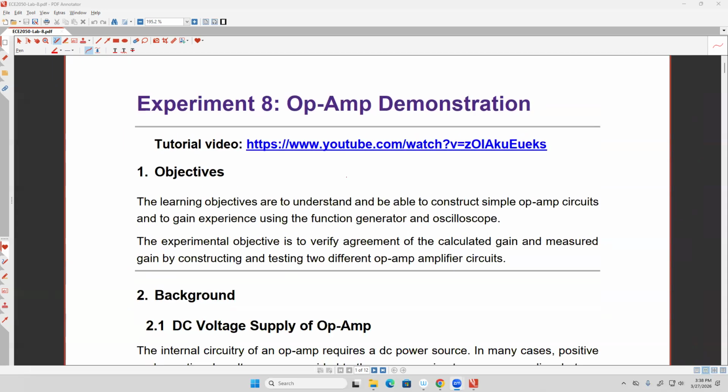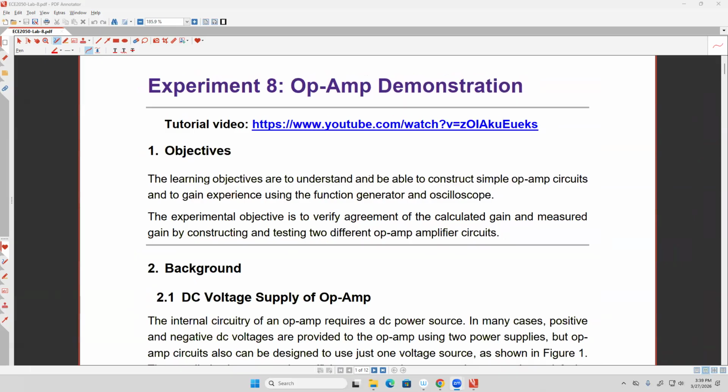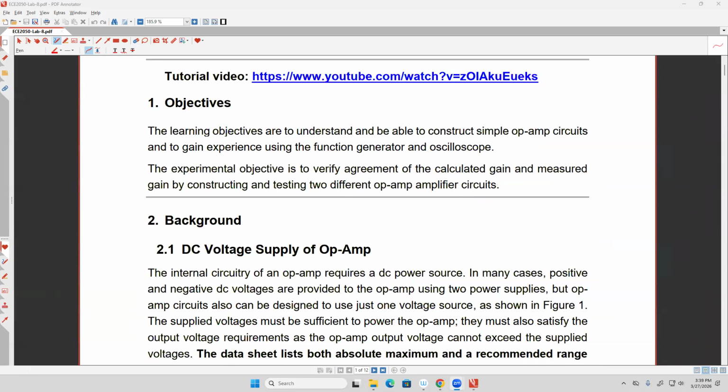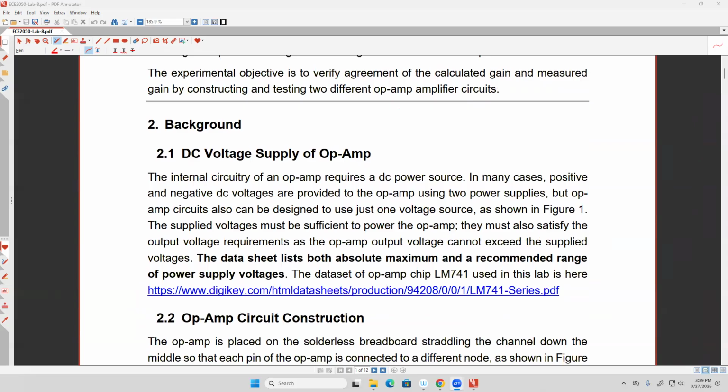I can tell you from my experience, this lab is not difficult. However, if you don't watch this video, if you don't pay attention, if you don't give it enough time before the lab, many students will struggle, not because it's difficult, but mainly because we're going to use many things at the same time.